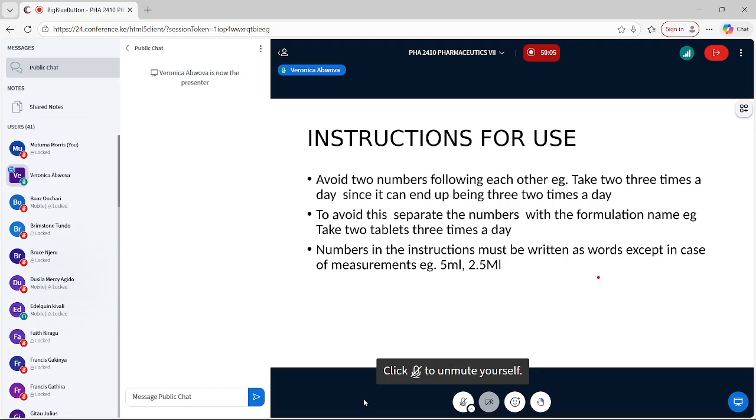Numbers in the instructions must be written as words, except in case of measurements, 5 ml, 2.5 ml, and things like that. One of you had mentioned last week 2 times 3, 3 times 3. That is malpractice, okay? It's something that people have just adopted, but I don't expect my students to do that. If you write that in your exam, you will fail that question.